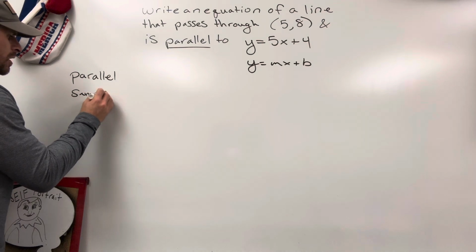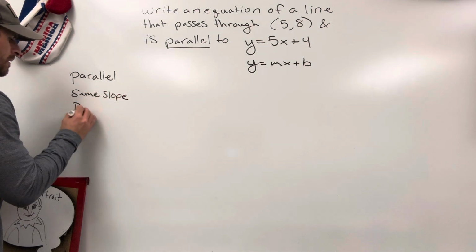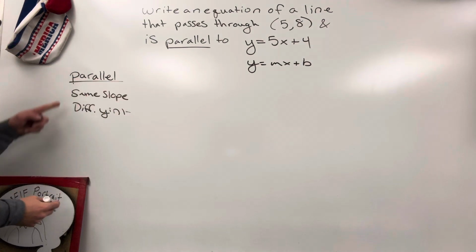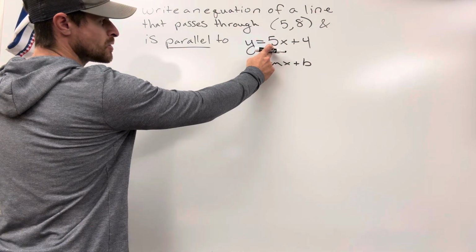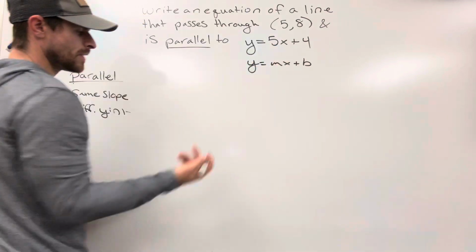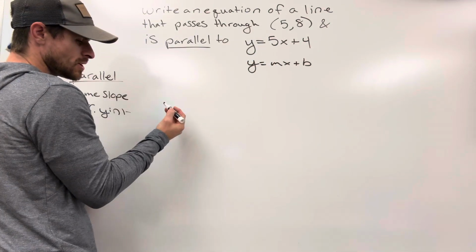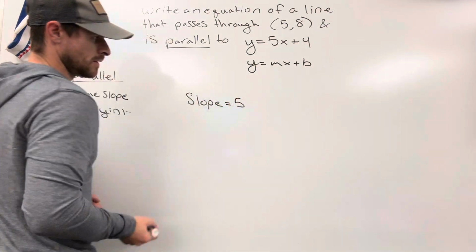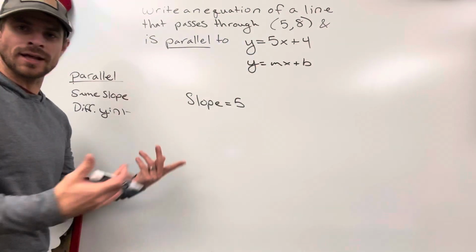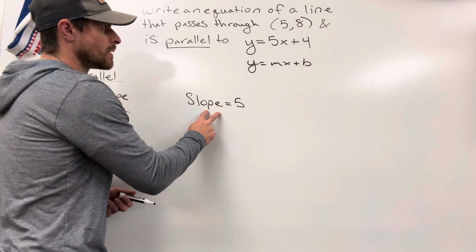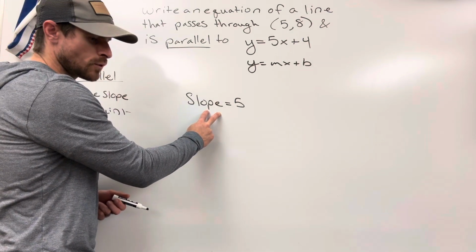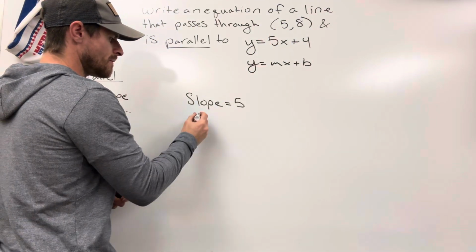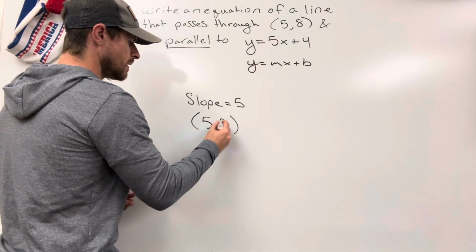Same slope, different y-intercept. All right, so if I need to have the same slope, and I already know in this equation my slope is 5, well then I could say my equation is going to have a slope of 5. It has to be the same. Okay, so that's good. But we also know that our line goes through (5, 8). So we have a slope and we have a point, (5, 8).